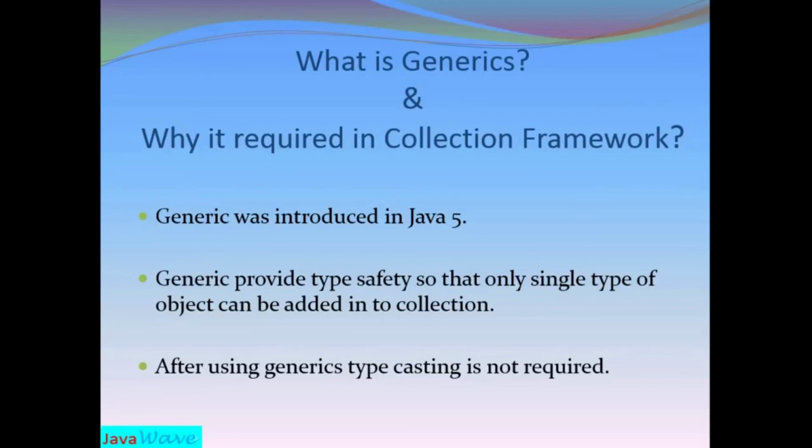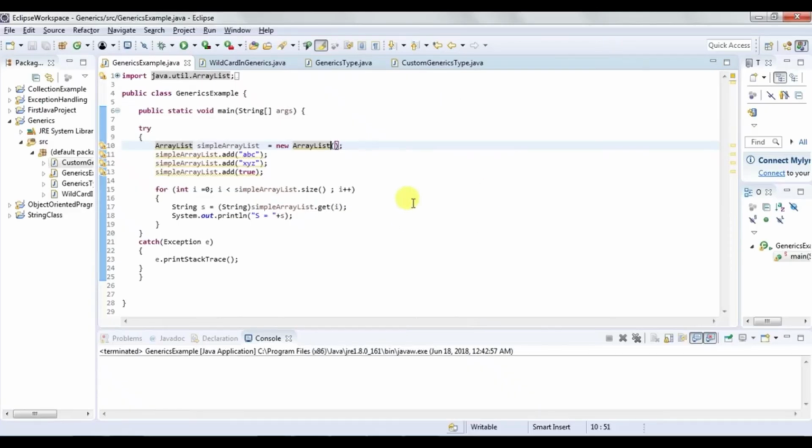So let's try to understand this topic in Java code also. In this Java code, I have created one simple ArrayList, where I am adding two string values ABC and xyz, and in the third place I am adding a boolean value. And in this for loop, I am trying to iterate over this simple ArrayList and I am printing their values also. But while iterating, I need to typecast the values into string because my assumption is that all the values will be strings only in the simple ArrayList. So I am typecasting them into string and printing their values.